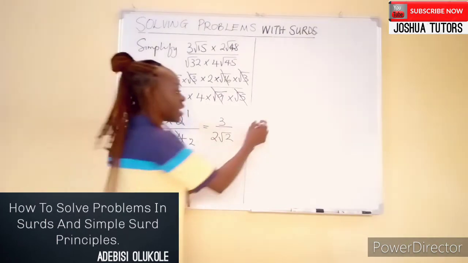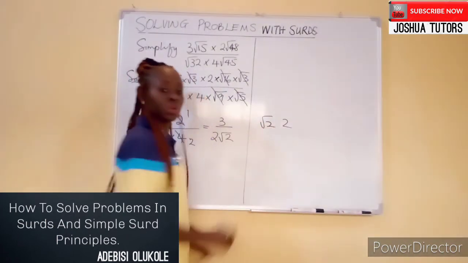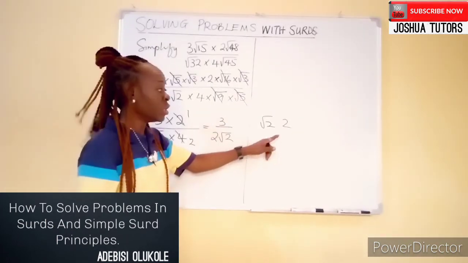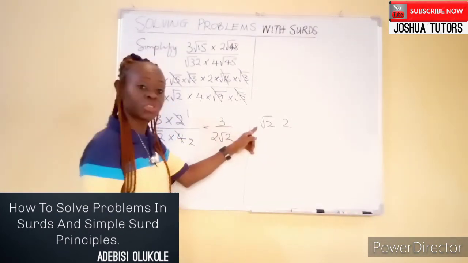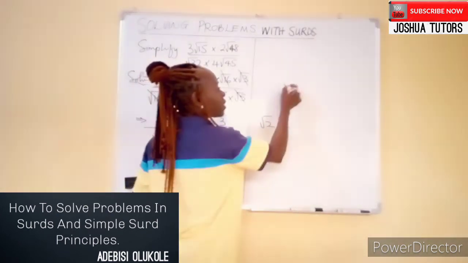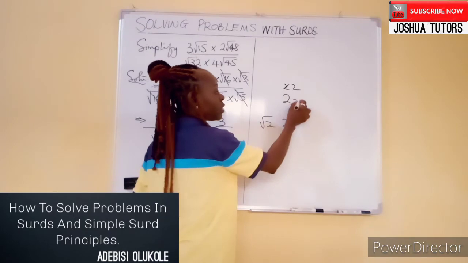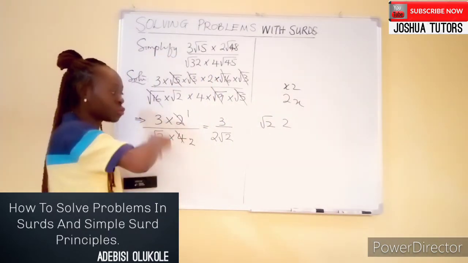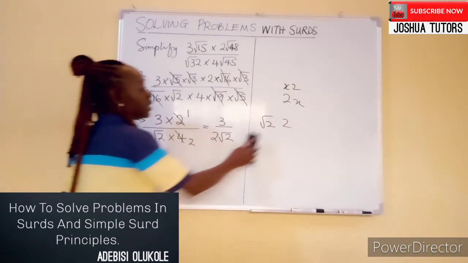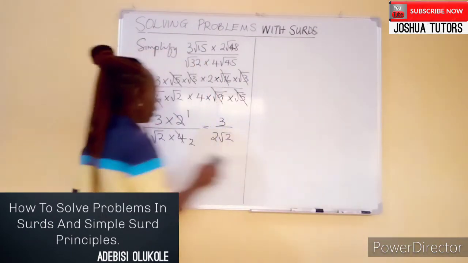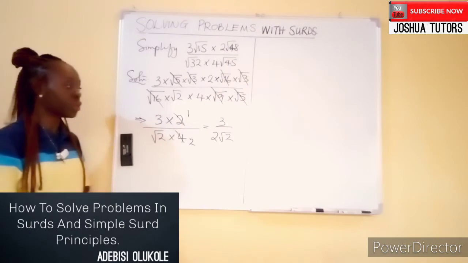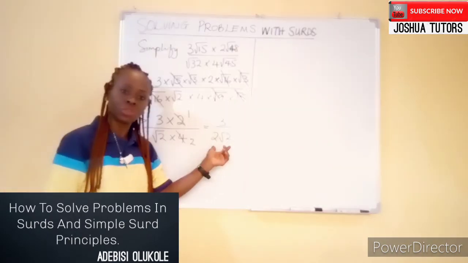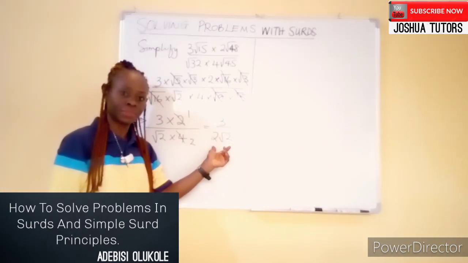Please do not write it as surd 2, 2. Please, we don't write like this in surds. The number is a coefficient of the surd. Just like we don't write x2 in algebra, we write 2x. The same way for surds, we don't write surd 2, 2, we write 2 surd 2. Now, in an examination situation, if you leave your final answer like this, you will lose some marks.